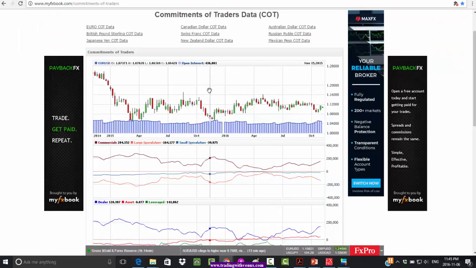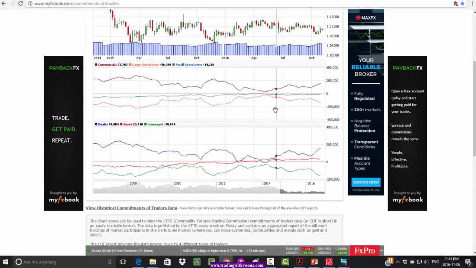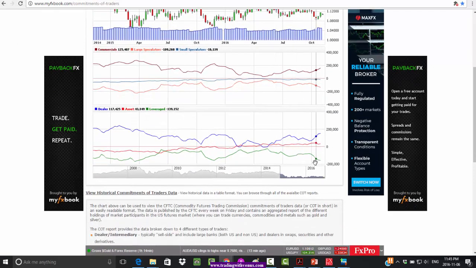Looking at commitment of traders data, here we have Euro US dollar numbers. As we can see here, the leverage money short positions are increasing. So this green line here, we see it has gone from 152 to negative 157. So this is an increase in the short positions, which is negative for the euro.